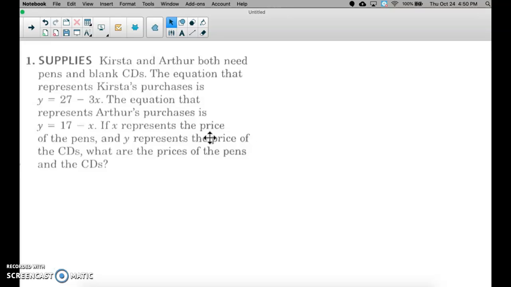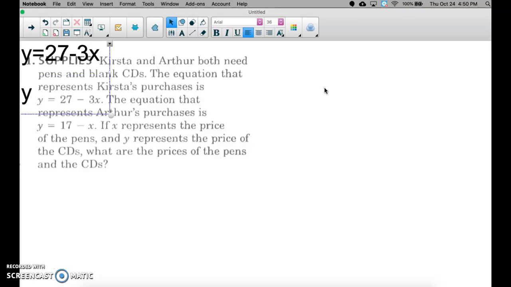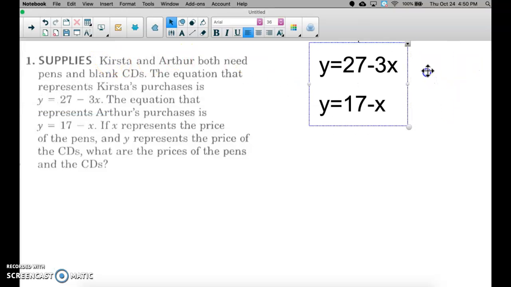Krista and Arthur both need pens and blank CDs. The equation that represents Krista's is x equals 27 minus 3x. And Arthur's purchases are represented by y equals 17 minus x. I'm just copying those over so that we can see what we're working with. If x represents the price of pens and y represents the price of CDs, what are the prices of the pens and CDs? For this one, I think the easiest is going to be substitution because we already have a variable that is solved for.